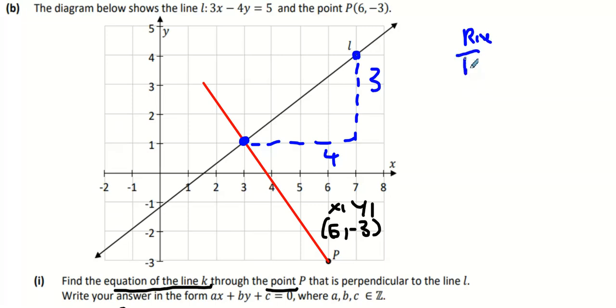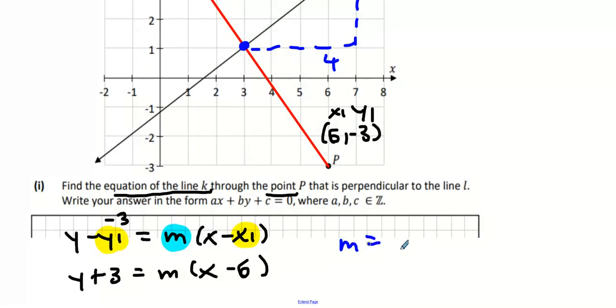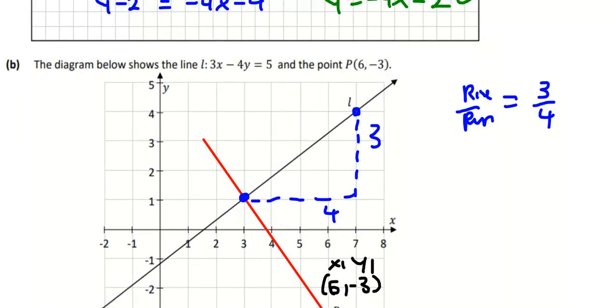Rise over run. This has a slope of 3 over 4. 3 over 4 would be its slope. Therefore, its perpendicular slope should be minus 4 over 3. Now, there is another way of doing this, for those of you who didn't know that.